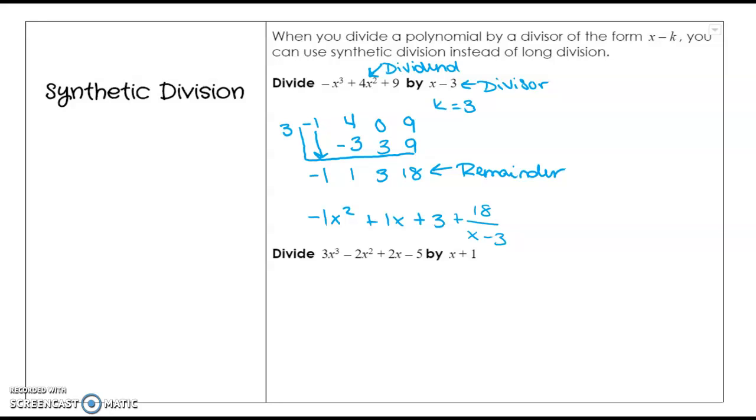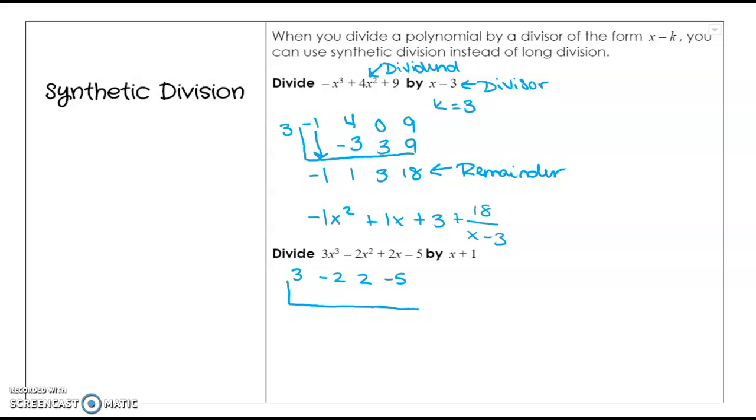Okay, let's try one more. I'm going to set it up in the box for you, and I want you to pause the video and figure this one out on your own. So I'm putting in the coefficients: 3, -2, 2, and -5. And remember, if you don't have a term, always put in a 0 because you have to keep that place value.